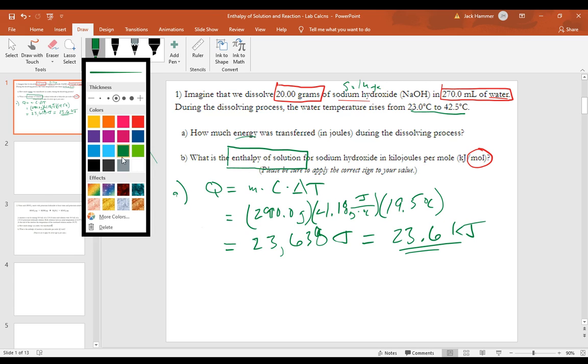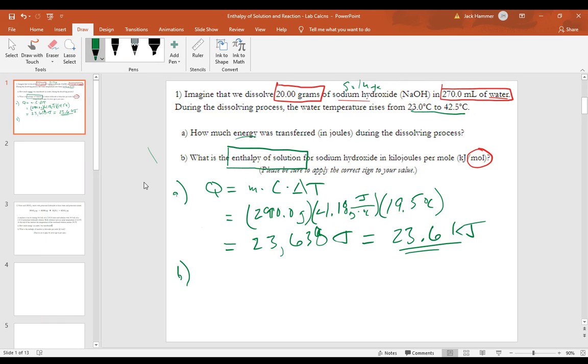Down here, I'll just show. The moles is 20 grams of sodium hydroxide, and we multiply that by 1 mole on top over the molar mass. The molar mass of sodium hydroxide: sodium's 23.0, and then the oxygen and the hydrogen together make 17.0. And so the total is 40 grams. You don't even have to pull out your calculator for this. You can see that it's exactly 1/2, or 0.500 moles.